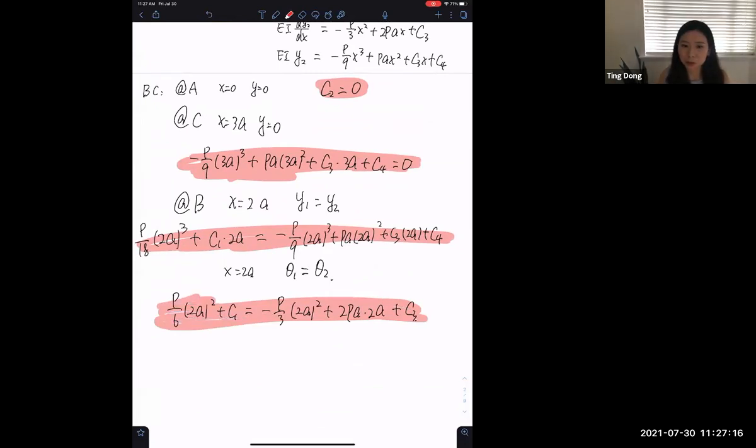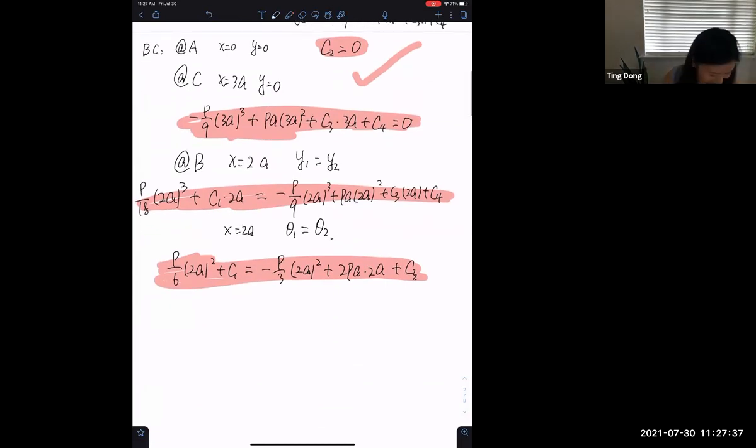I will not show you how to calculate C1, C2, C3, C4 in detail in class because that takes a lot of time, but it's absolutely doable. We have 4 equations, 4 unknowns, and especially when C2 equal to 0 directly. So it's actually 3 equations and 3 unknowns. So I will give you the final answer directly.